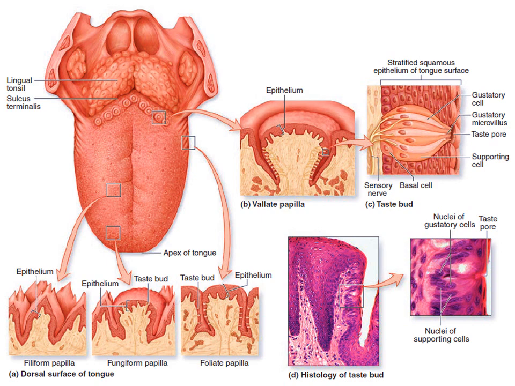And the other type is called foliate papillae, which is rudimentary in humans. It's found mainly in animals. It's found on the side of the tongue.